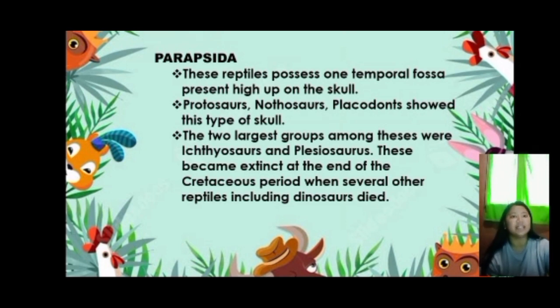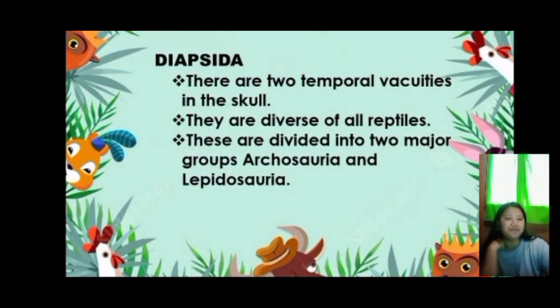high up on the skull. The two largest groups among these were Ichthyosaurs and Plesiosaurs. These became extinct at the end of the Cretaceous period when several other reptiles, including dinosaurs, died. The Diapsida are the most diverse of all reptiles. These are divided into two major groups, Archosauria and Lepidosauria.